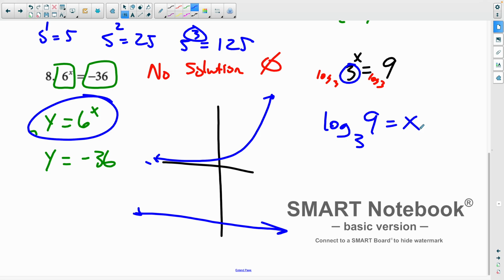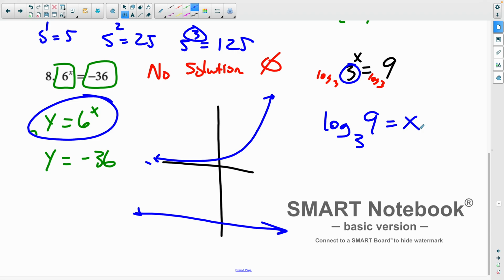To find the missing power or the missing exponent, all right? So logarithms were kind of invented so that we could find the missing exponent. So the answer to a logarithm is the exponent, the missing exponent. So that's what we've been doing.